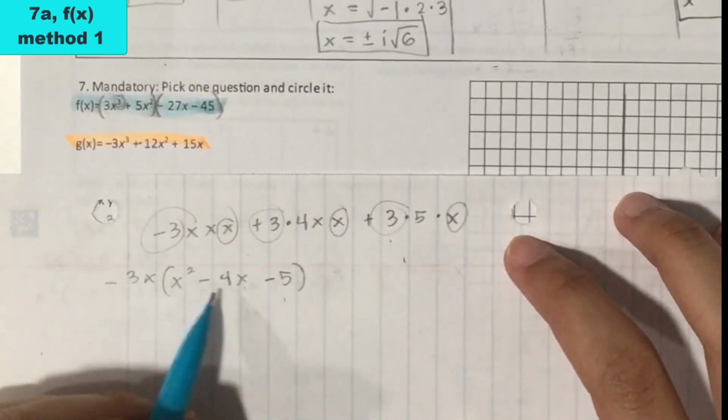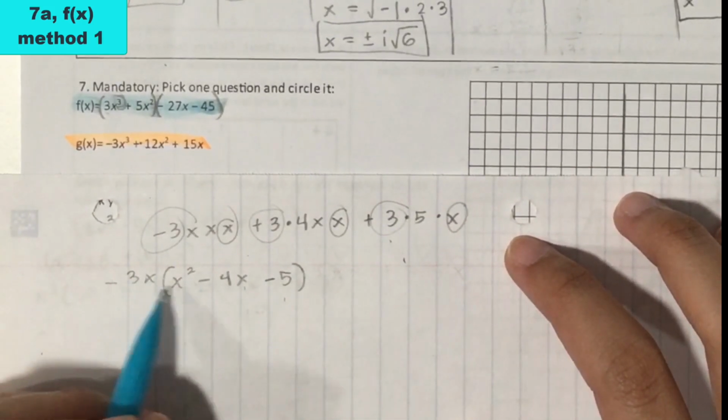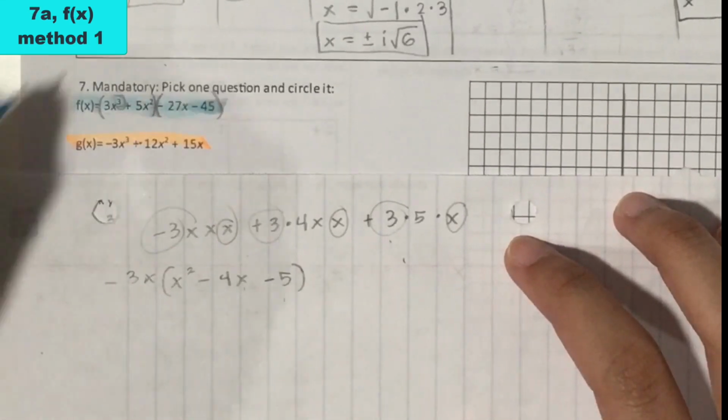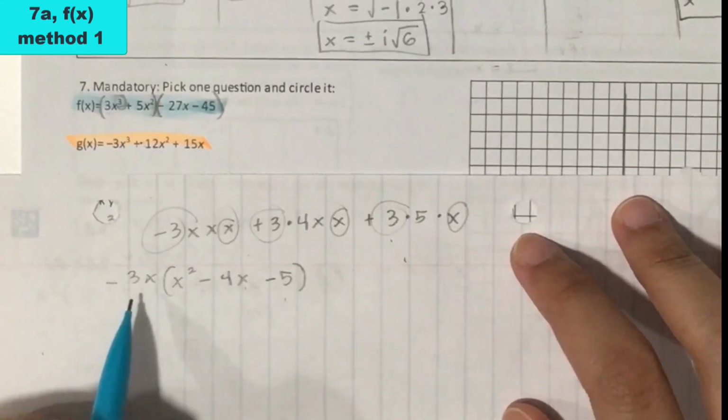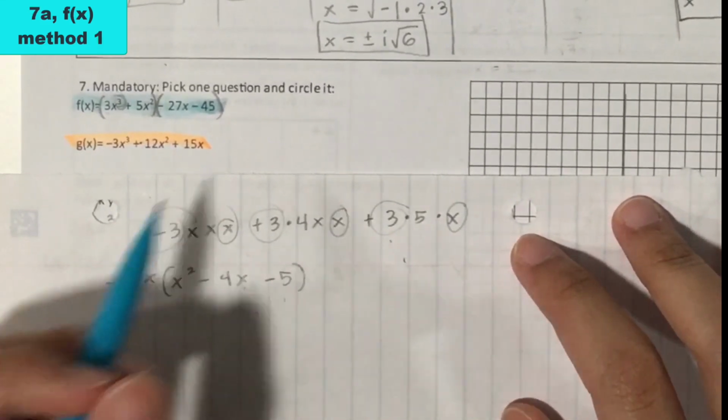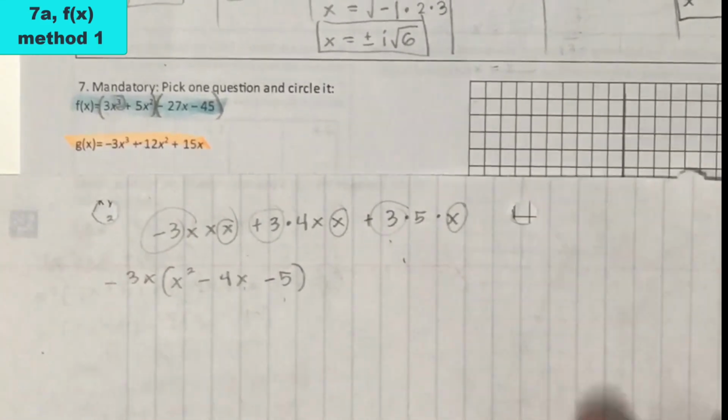Because when we distribute this becomes positive. Negative 3x times negative 4x is plus or positive 12x squared. And this goes the same with here. Negative 3x times negative 5 is positive 15x.